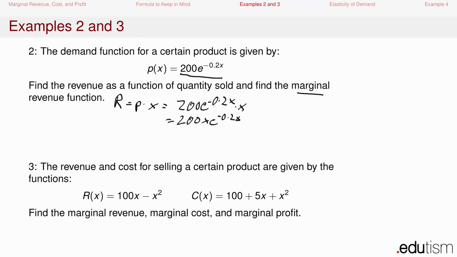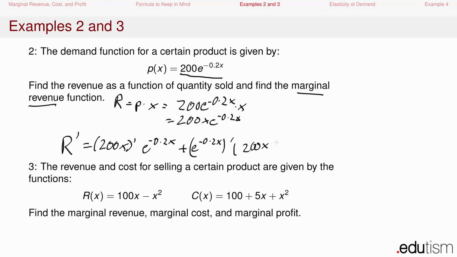Now if we want to find the marginal revenue, we've got to take the derivative of revenue. Okay, so when we do this, we're going to use the product rule, so we're going to take the derivative of 200x times e to the negative 0.2x plus the derivative of e to the negative 0.2x times 200x. The derivative of 200x is 200.